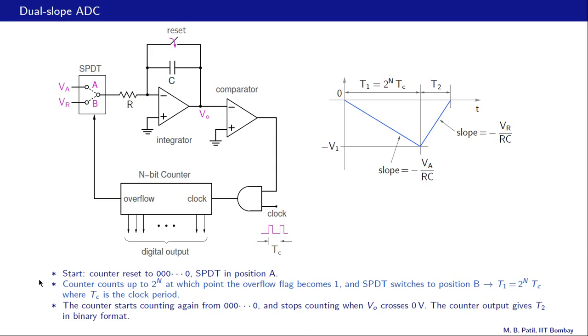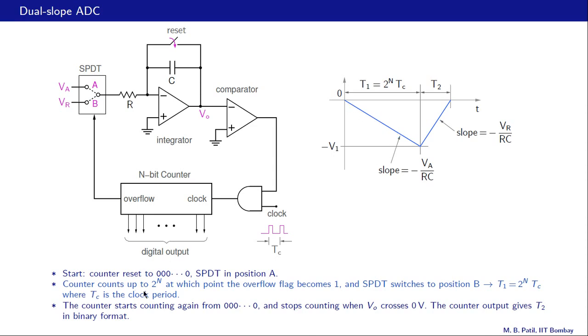Alright, so let us go through the operation of the dual slope ADC now. We start with the counter with all bits equal to 0, decimal 0, and with the SPDT in position A. That means our VI for the integrator is equal to VA. So the counter starts counting and the integrator starts integrating. VO starts going down like that.